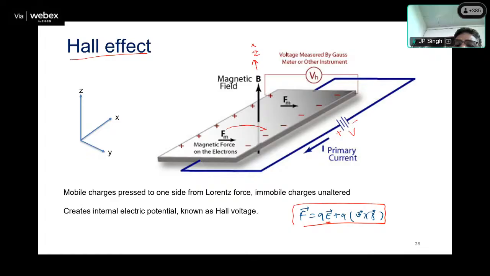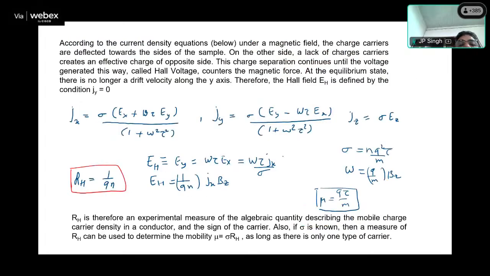The electrons will move in this direction, they get deflected out. Electrons start moving to the width side, which is along the y direction. The electrons will move from this side to this side. When the electrons move to the opposite side, width-wise, there is a charge separation, and because of that a voltage will be generated here.